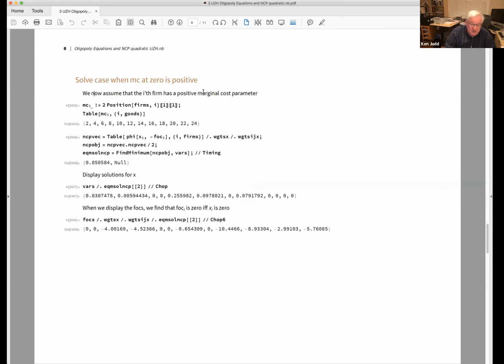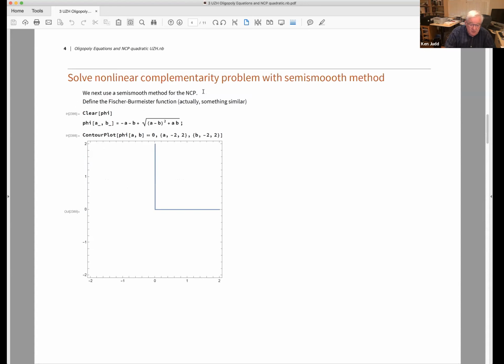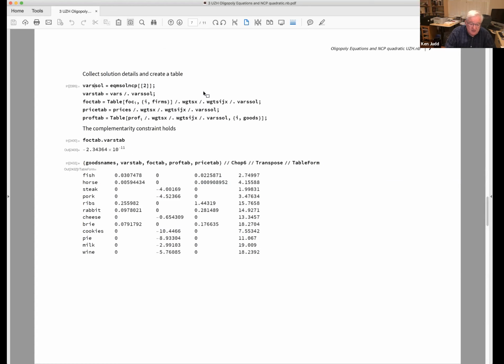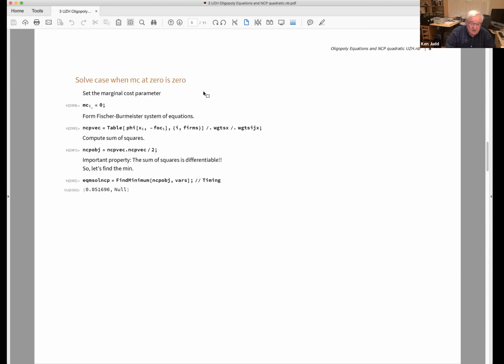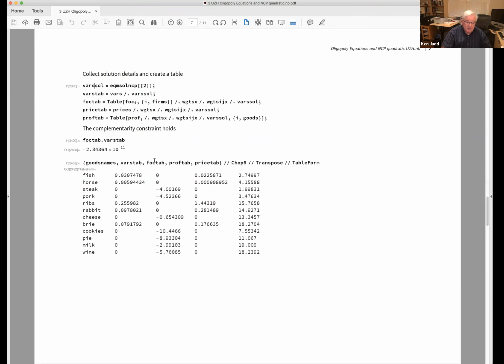My objective here was to show you how to set up the problem. You write down a Fischer-Burmeister function. You create a list of Fischer-Burmeister conditions. Then you take the sum of their squares and minimize, and that solves a nonlinear complementarity problem. So I just want to show you what such a problem looks like.